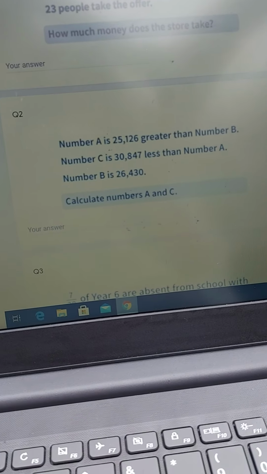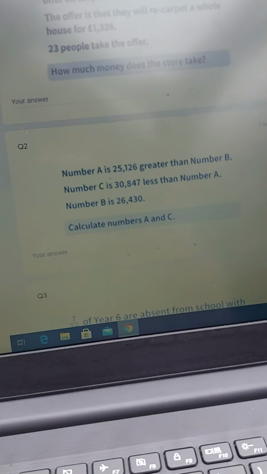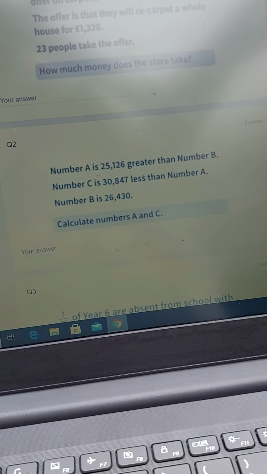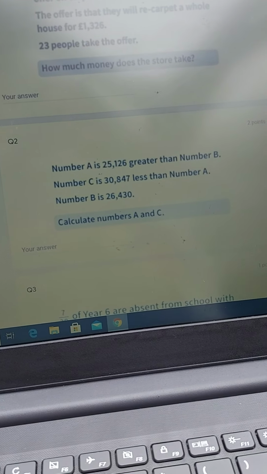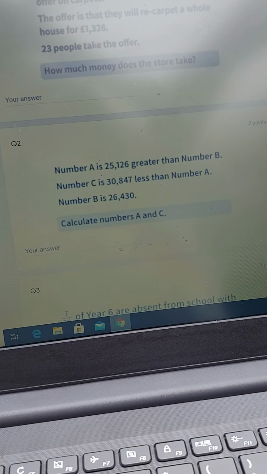Right, let's have a look at question number 2. Right, this is a bit of a puzzle. So you've got to work through and try and understand what information you've got and how you're going to use it to work out the mystery numbers. So it's worth 2 points. It wants you to calculate numbers A and C.